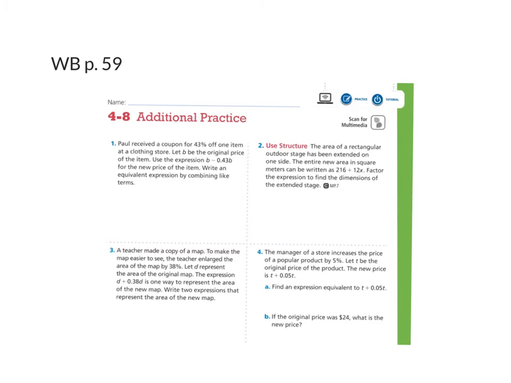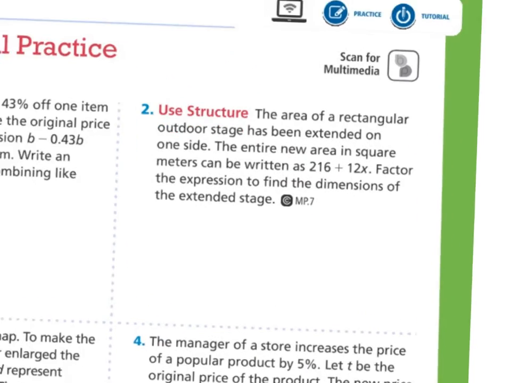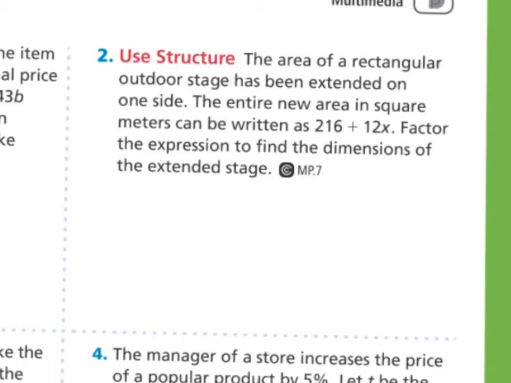Workbook page 59, if we look at number 2, the area of a rectangular outdoor stage has been extended on one side. The entire new area in square meters can be written as 216 plus 12x. Factor the expression to find the dimensions of the extended stage. So we know it's rectangular. We know the area of a rectangle is length times width. And this is kind of like those ones we've been doing before. So we have some rectangle and then a rectangle part's been added onto it.